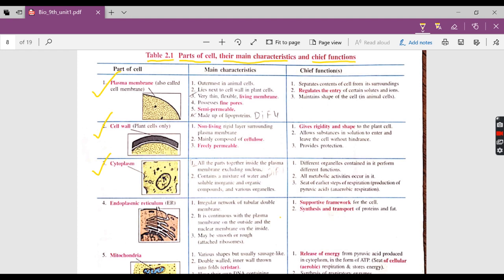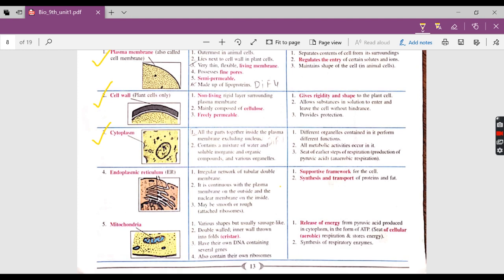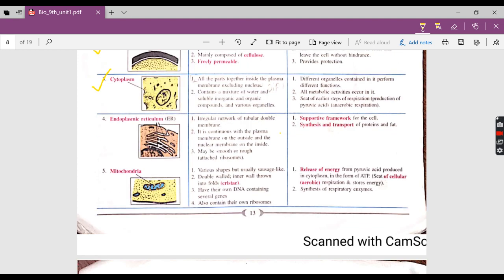Next we study cytoplasm. Cytoplasm is the semi-liquid fluid in which all the cell organelles float in a cell. It is found in greater quantity in animal cells as compared to plant cells, and in plant cells it is pushed to the periphery due to the presence of vacuoles. Its importance is that all metabolic activities occur in it.